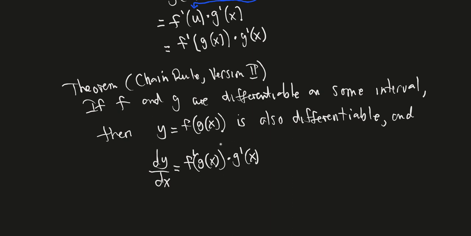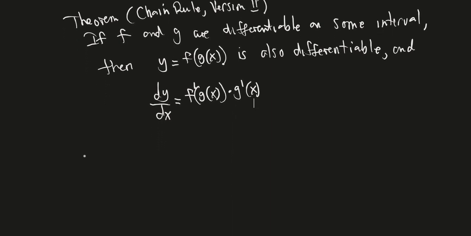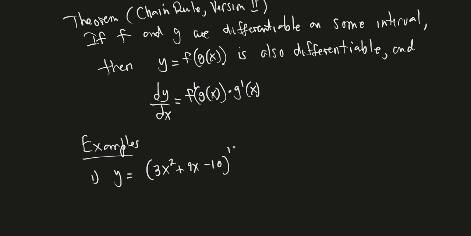So let's see if we can apply this rule with a few examples without having to label and identify u, right? Okay, so let's do some examples, right? And so yeah, let's start with something like, let's say (3x^2 + 9x - 10) all to the, let's say, 10th power, right?